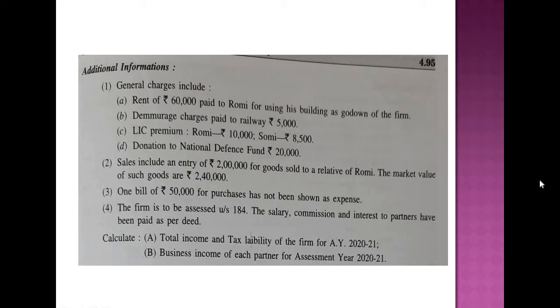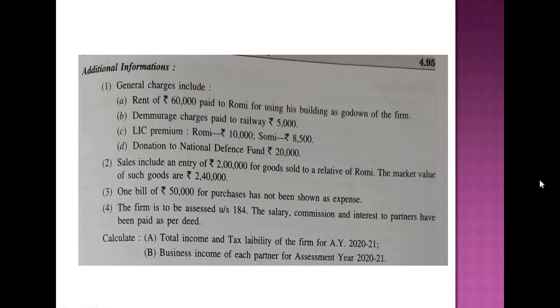Then point number two says that sales include an entry of rupees 2 lakhs for goods sold to a relative of Romy. The market value of such goods is rupees 2 lakhs 40,000. So in this case, the sales has been undervalued by rupees 40,000. So this will have to be added back to the net profit. Then point number three says that one bill of rupees 50,000 for purchases has not been shown as expense. Now in this case, this will have to be subtracted from the net profit since an expense has not been recorded. So if you have to record this particular expense for purchase, this will reduce the profit. So you have to less back from the net profit.